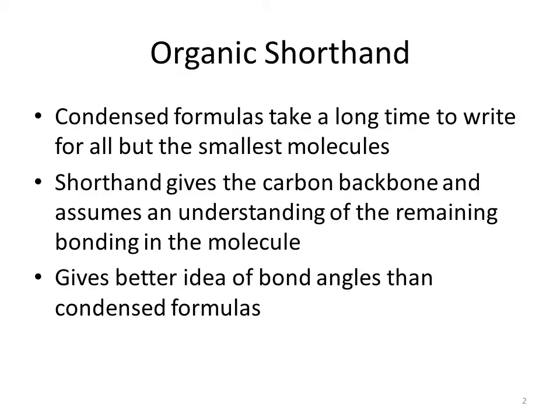Condensed formulas take a long time to write for all but the smallest molecules. What we can do with something called organic shorthand is draw a very large molecule quickly. In our shorthand, we're only giving the carbon backbone and any functional groups or heteroatoms that might be on there, and assuming that the person looking at this shorthand understands how many hydrogens are on each of the carbons and what the remaining bonding in the molecule is that's not written.